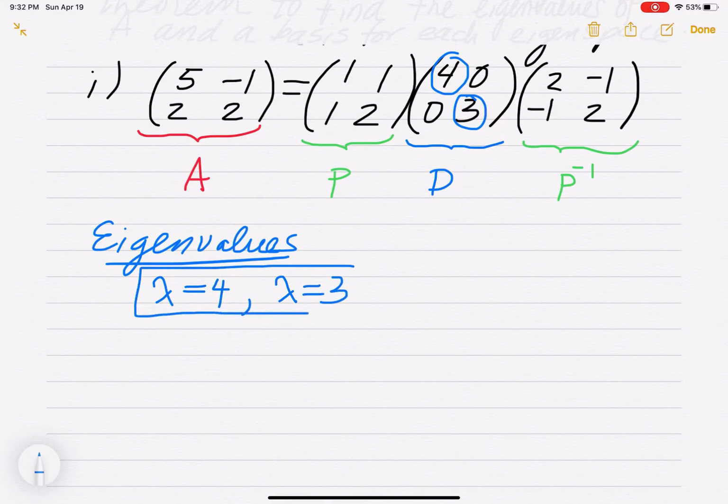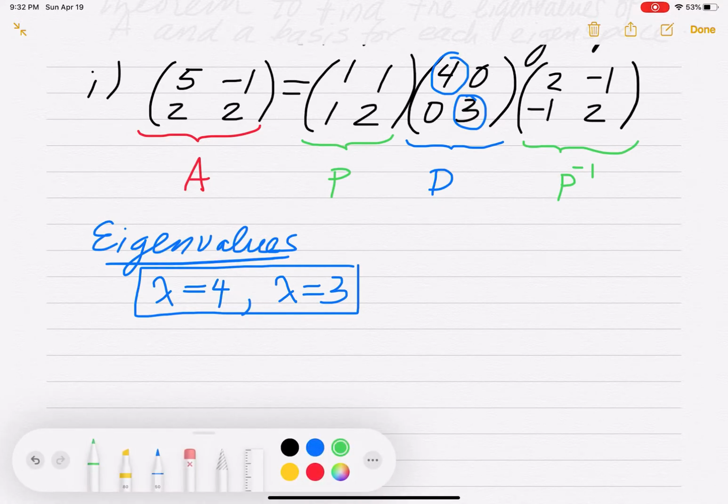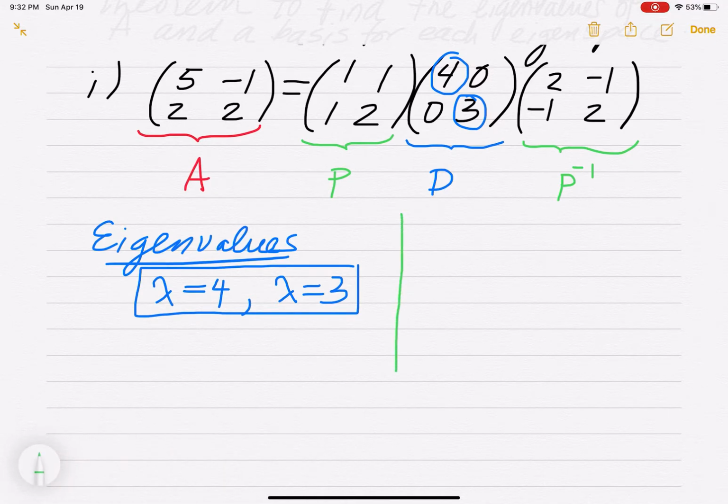So when you're proving the diagonalization theorem, in the construction, your D consists of the eigenvalues down that diagonal. Okay. And when you're constructing P, each column of P is an eigenvector that corresponds to an associated eigenvalue.